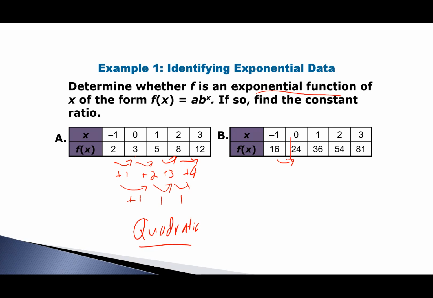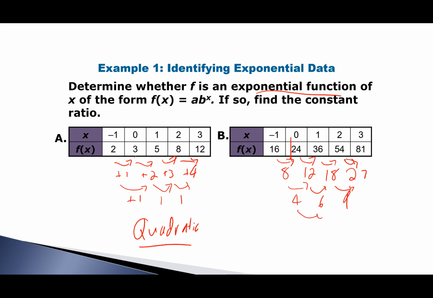16 to 24 going up 8. 24 to 36 going up 12. 36 to 54 going up 18, and then 54 to 81, 31 minus 4, 27. And if you look at those differences, that's a difference of 4, that's a difference of 6, that's a difference of 9. So you see, first difference is not the same, second difference is not the same, so it's not linear, it's not quadratic, but notice the ratio remains the same.